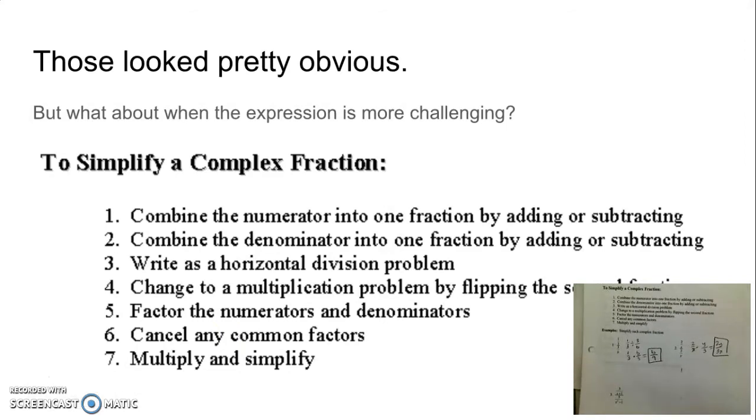But what about when the expression is a little bit more challenging? Let's take a look at those first two steps again. Combine the numerator into one fraction by adding or subtracting. Combine the denominator into one fraction by adding or subtracting. So if we have to do that, we may have to use the tools that we learned back in 12.2 for combining, adding, or subtracting fractions.